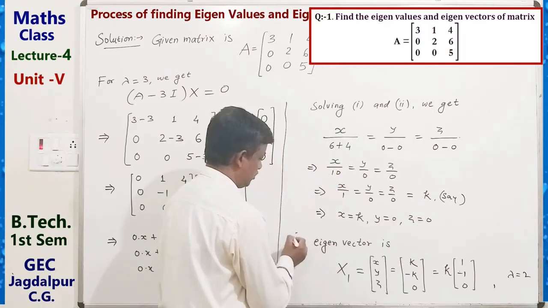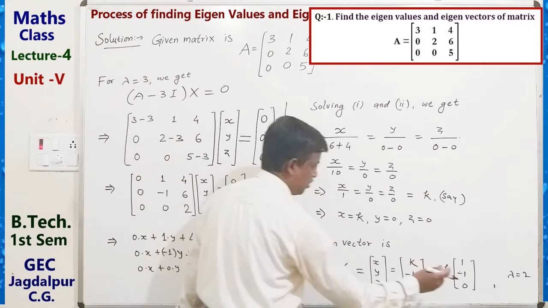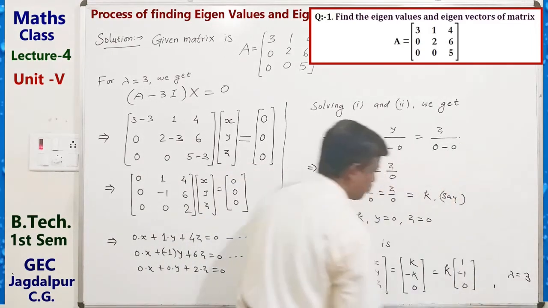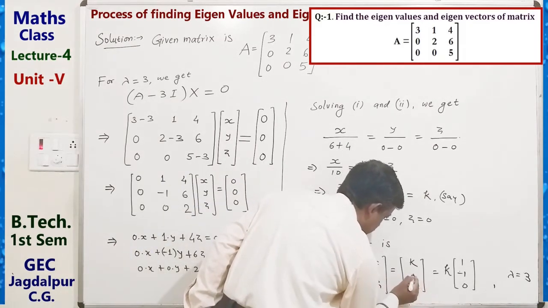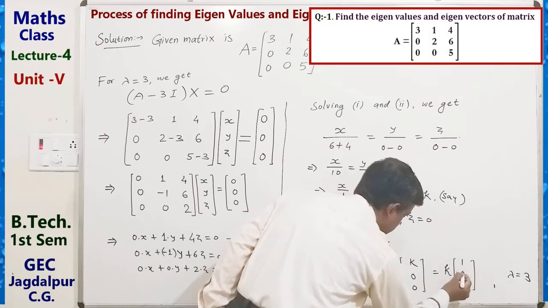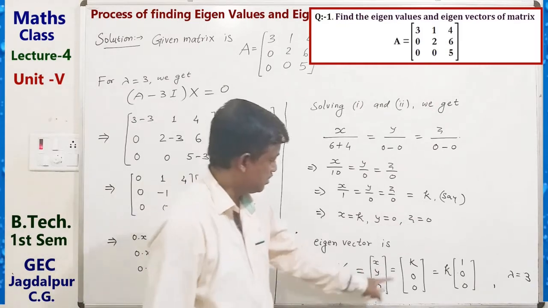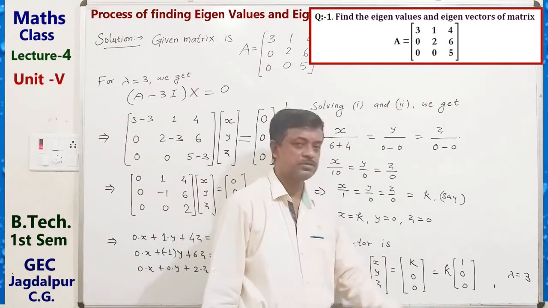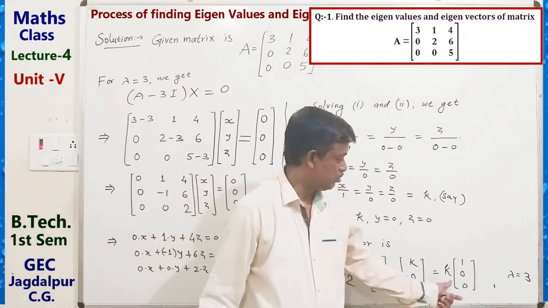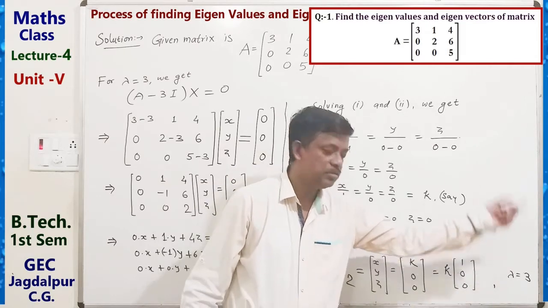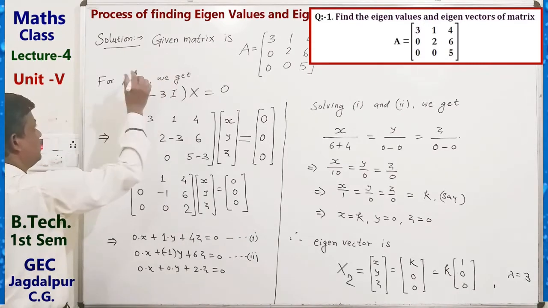Therefore the eigenvector for lambda equals 3 can be written as k, 0, 0. This is the eigenvector, and k can be taken common. Now put k equal to anything, so infinitely many eigenvectors can be taken. For a particular k equal to 1, 1, 0, 0 is the eigenvector corresponding to lambda equals 3. Similarly, for lambda equals 5, find it.